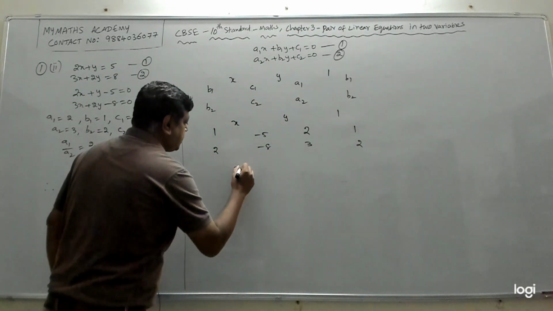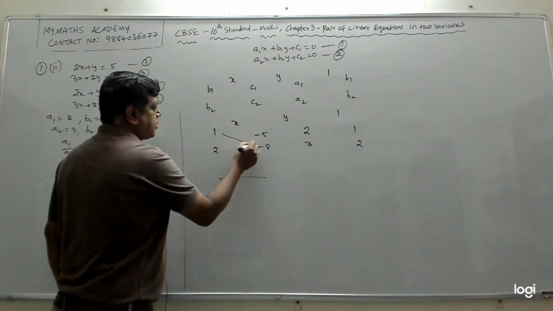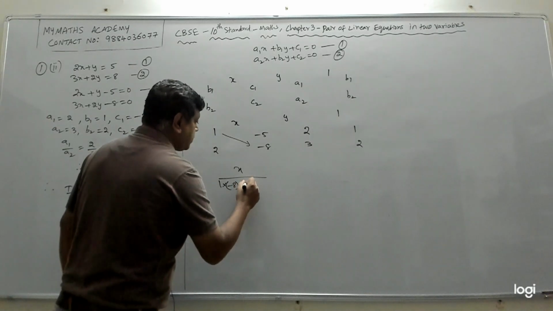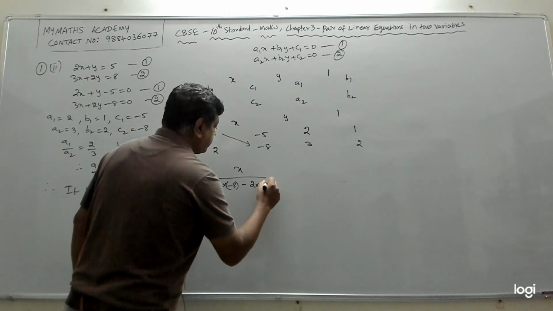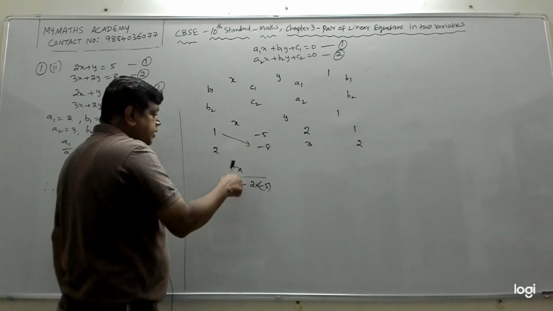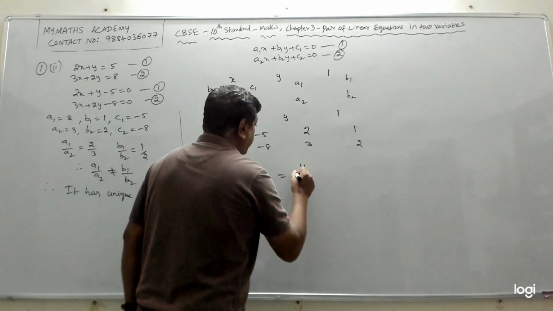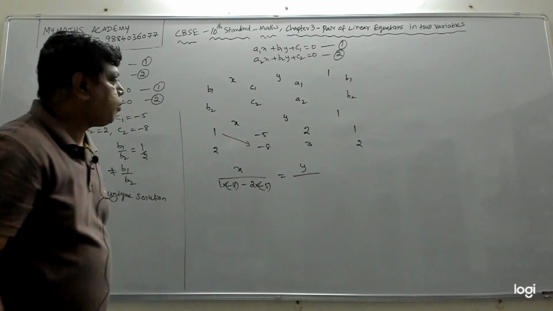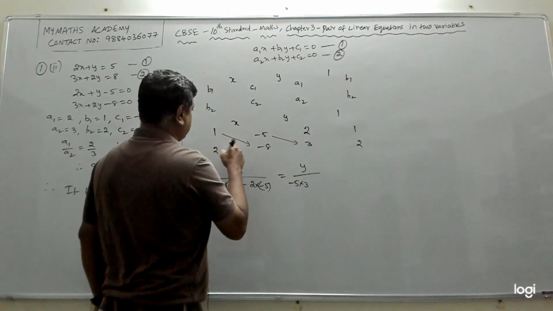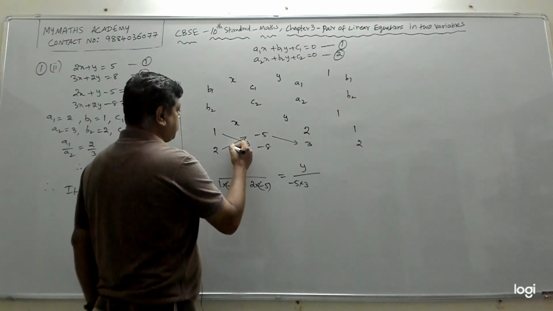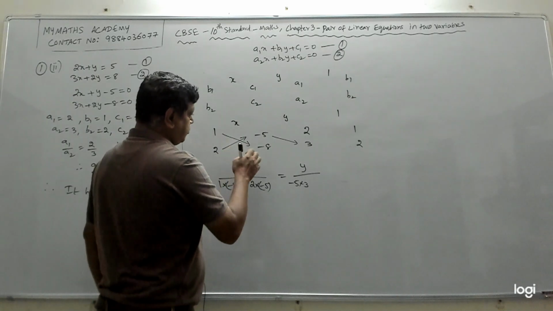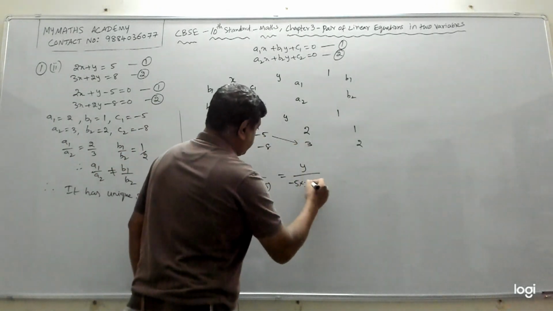Then we should say x by this into this, 1 into minus 8, minus 2 into minus 5. So this is a formula. This into this, and you should put minus this into this, equal to y by this into this, minus 5 into 3, minus this into this. I can put the sign minus if you want.